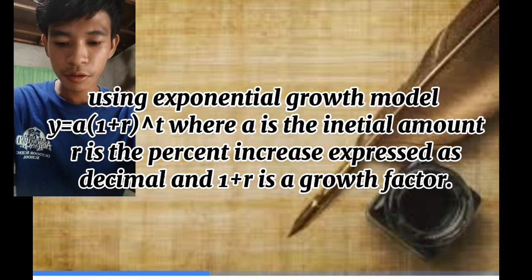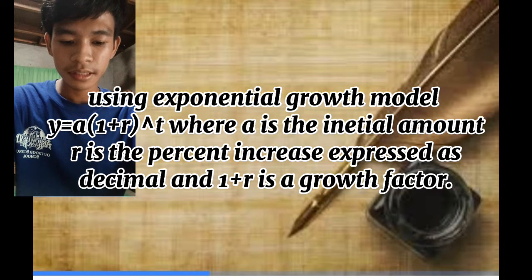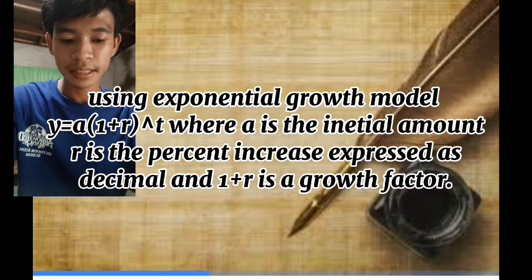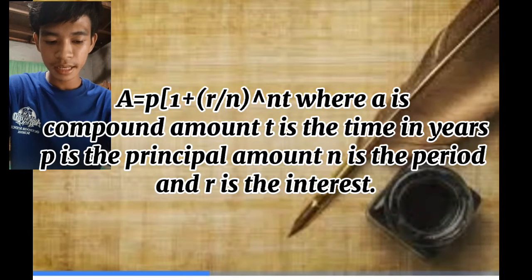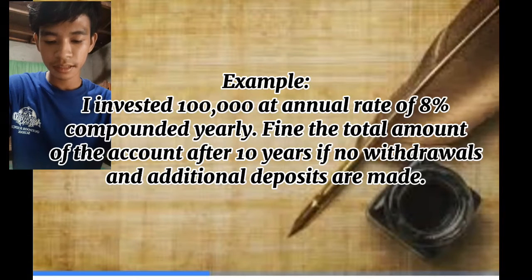Using the exponential growth model, y equals a times 1 plus r raised to t, where a is the initial amount and r is the percent increase expressed as a decimal. The 1 plus r is called the growth factor. For compound interest, A equals P times 1 plus r over n raised to nt. A is the compound amount, t is time in years, P is the principal amount, n is the number of periods, and r is the interest rate.